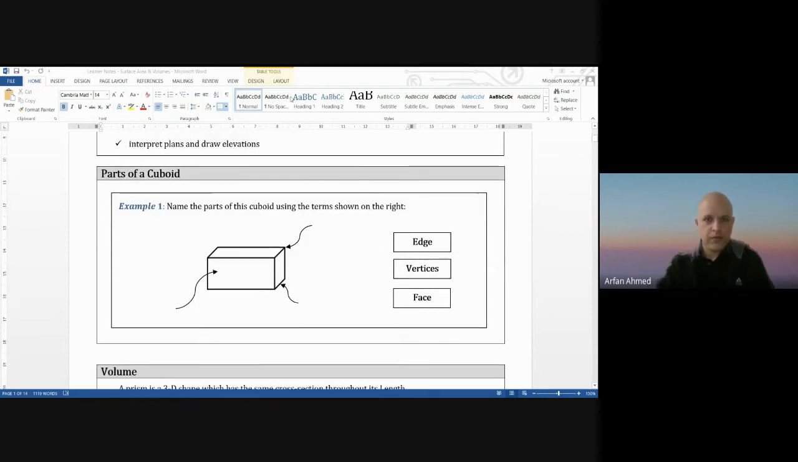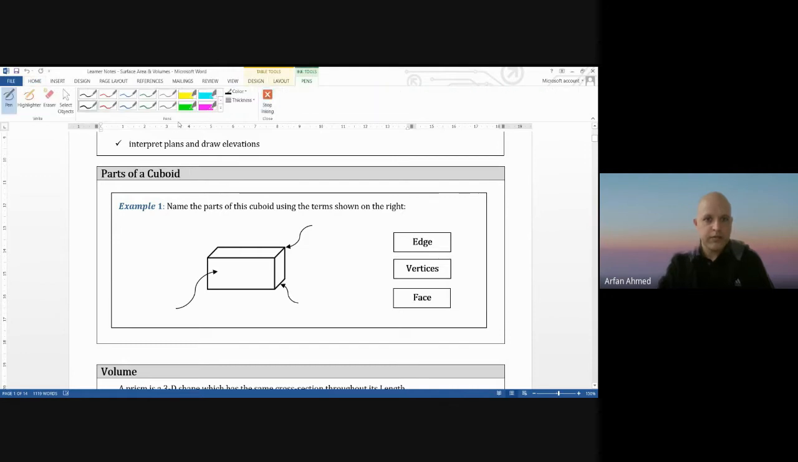So we need to label this. Let's do it in this color. You need to know what the parts of a cuboid or a cube or any 3D shape really are, they have the same properties. Any flat surface, that's a face. So this is a cuboid and should have 6 faces, including the ones behind as well. Obviously, we can't see them, but they are there.